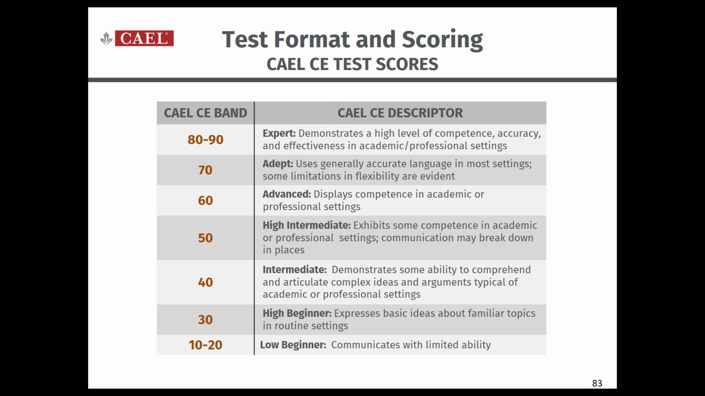In terms of test scores, our bands, if you're familiar with the CAEL assessment bands, this is identical. What I want to point out to you is that most colleges and universities are looking for a CAEL 70. Now, some will accept a 60, but I know the majority are looking for a 70. Be sure to check with your college or university, and especially with the faculty or the department that you're planning to go to. You want to check that A, they accept CAEL CE, and B, find out exactly what score you'll need to get to be accepted, and then you can work towards that score.